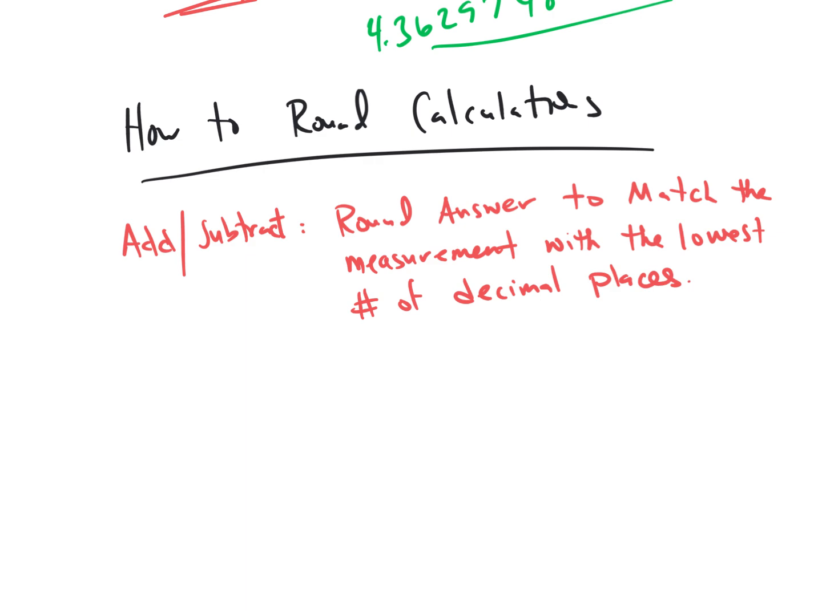So let's do an example. If we have 3 plus 4.09 minus 2.6. So everybody calculate this and tell me what your calculator spits out without rounding. What do you get? 4.49, thank you. So we got 4.49, and we know we have to round this.